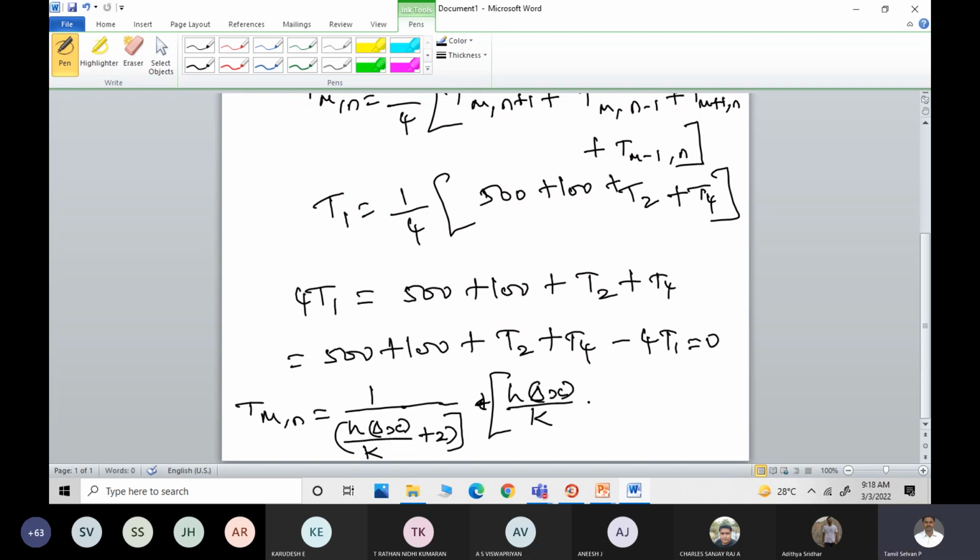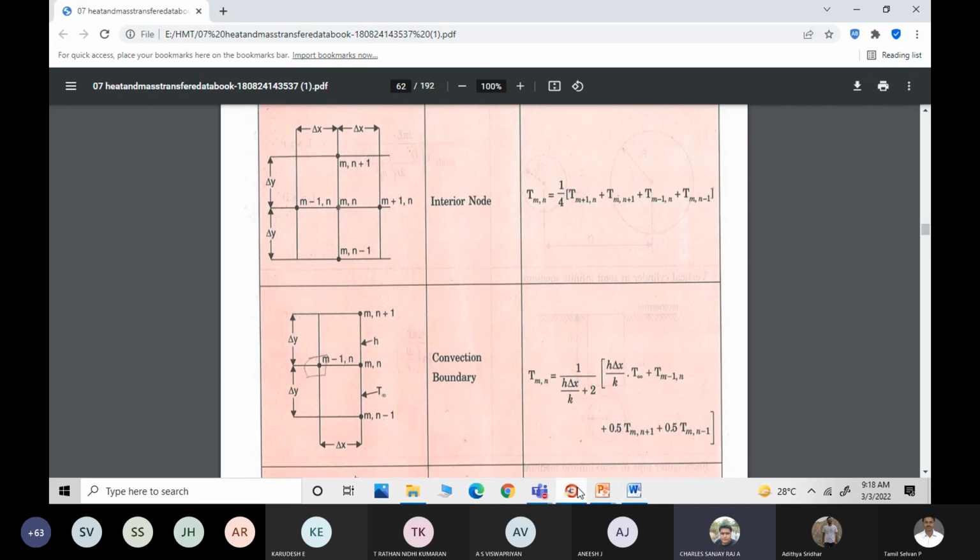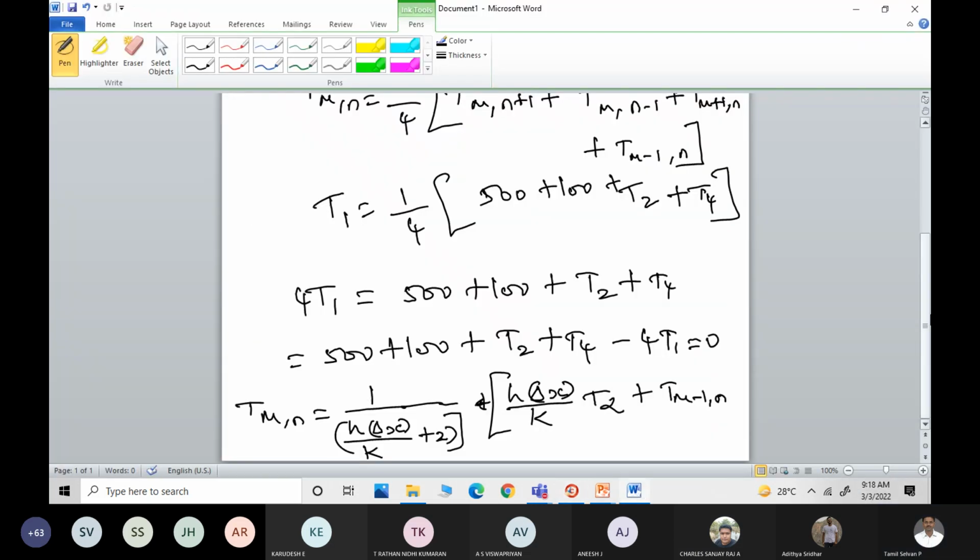Yes, repeat it. T infinity, the atmosphere temperature, T infinity plus T(m-1,n) plus 0.5 times T(m,n+1) plus 0.5 times T(m,n-1). So this is the expression.